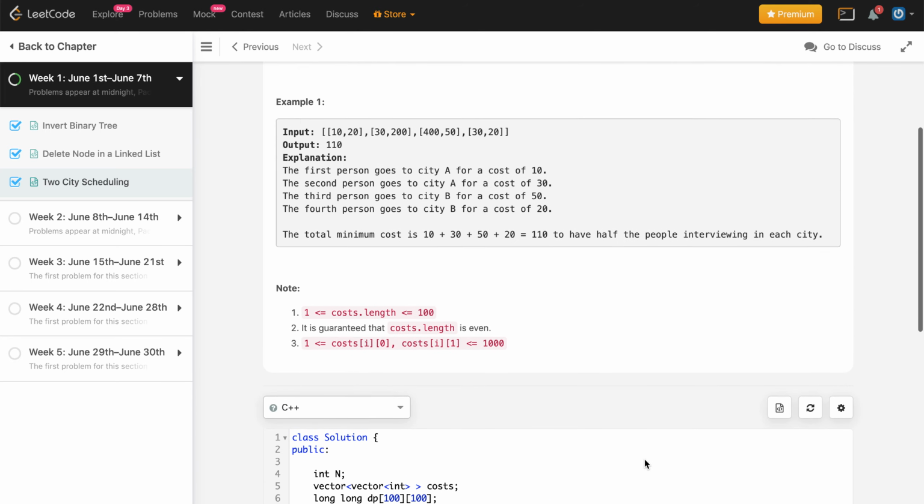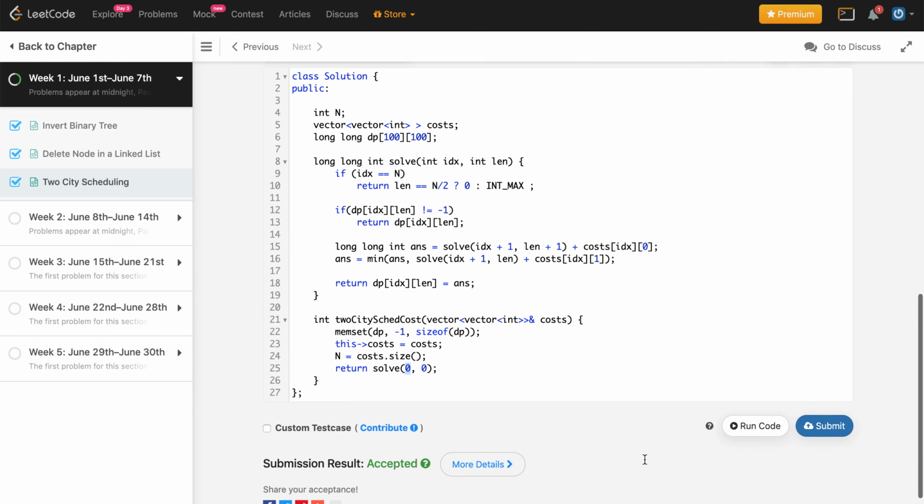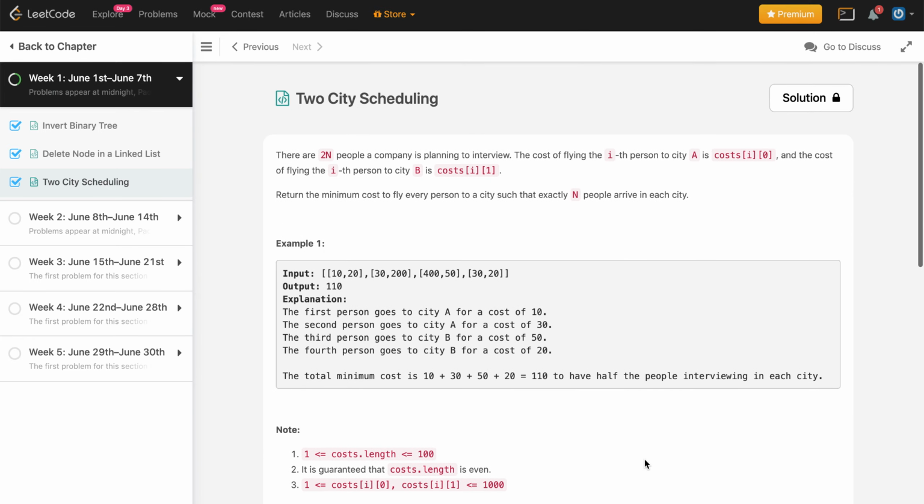I hope that I was able to explain this with all the subproblems and the decision tree, how this is not a greedy problem, and what the problems with the greedy approach are.